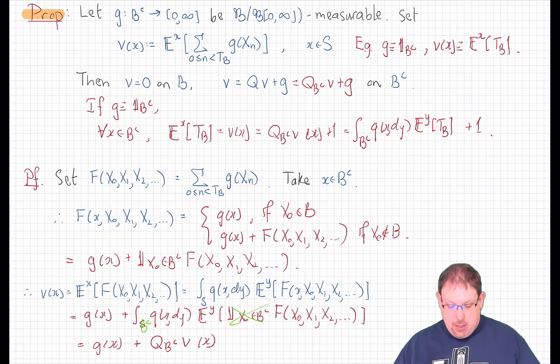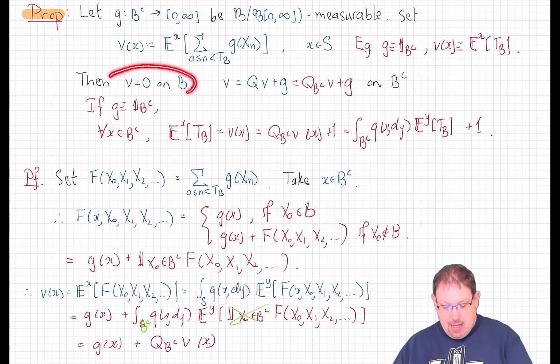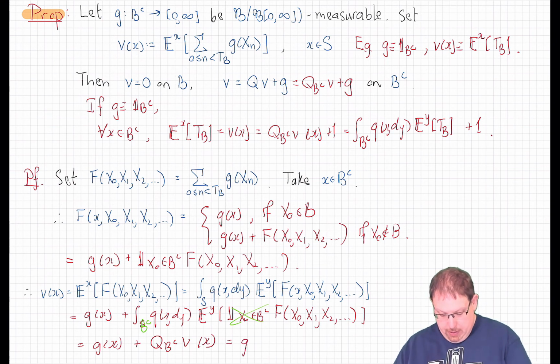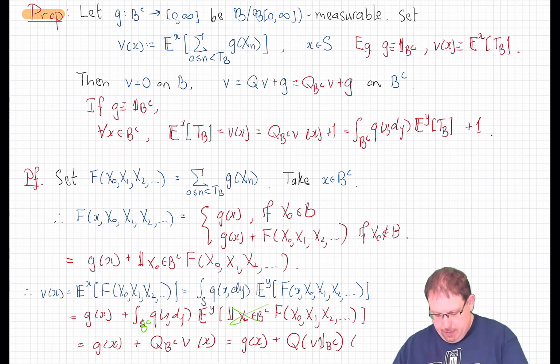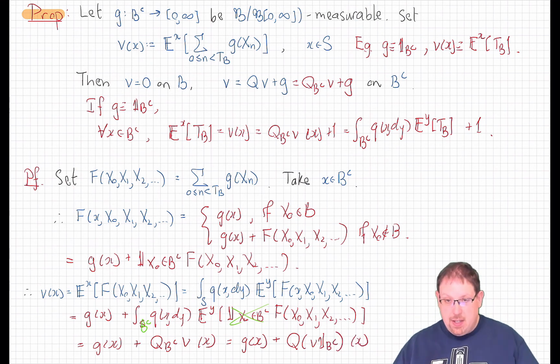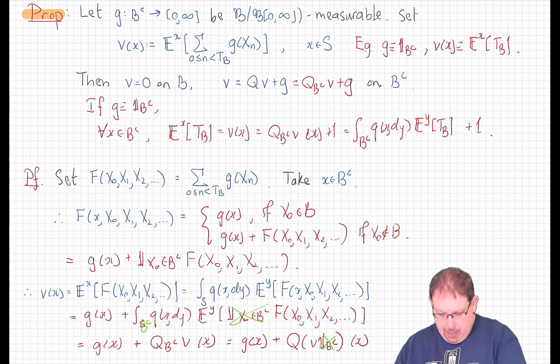And then finally, we just need to note that since v is identically 0 on B, this integral here, which is q of v times the indicator of B complement, and since v is equal to 0 on B, v times the indicator of B complement is just v. And so that concludes the proof of the desired statement here.